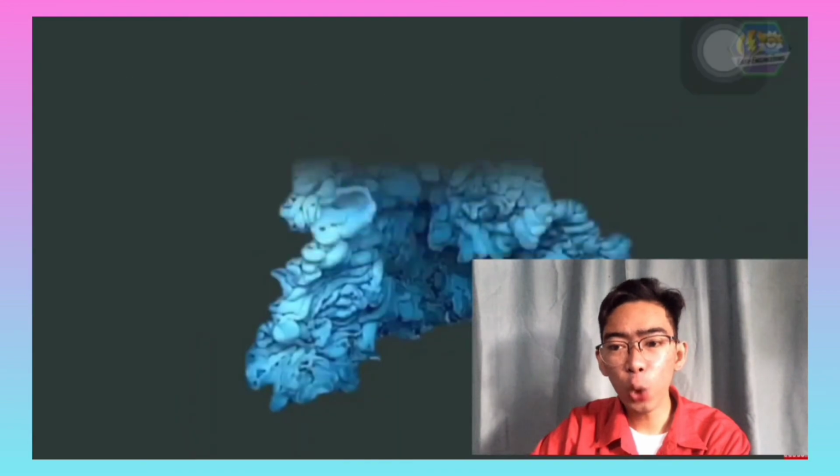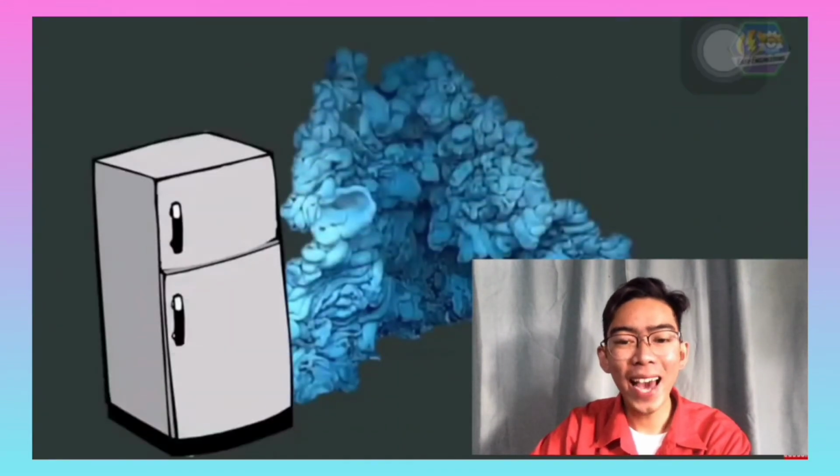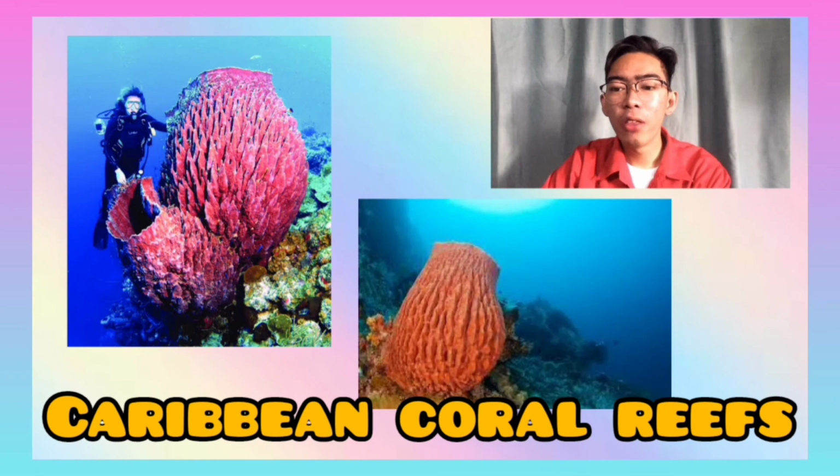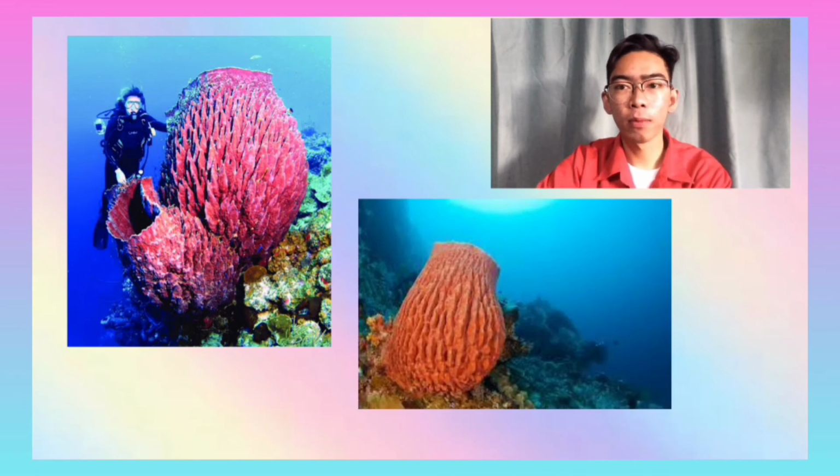Fun fact learners, did you know that the tallest sponge can grow as tall as your fridge in your home? Yes, and they can live to about 200 years. Imagine. One of these examples can be found growing on Caribbean coral reefs, which is called the giant barrel sponge.